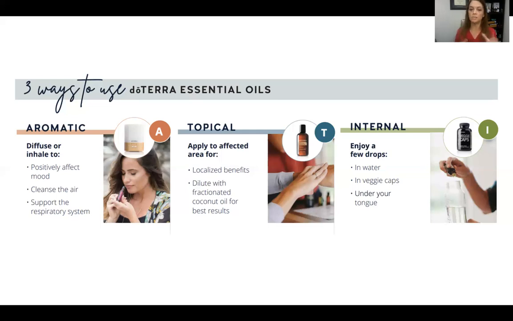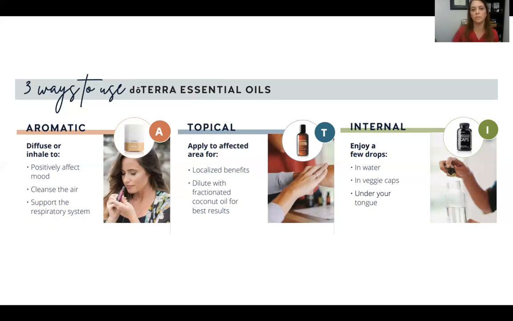You can also put them in empty veggie caps to make your own supplements, or you can just put a drop under your tongue. Right before this, I put a drop of bergamot under my tongue. This is the oil of self-confidence. It always helps me present better. So I just put one drop of bergamot under my tongue. And that's a really quick access for any oil that you're using internally.